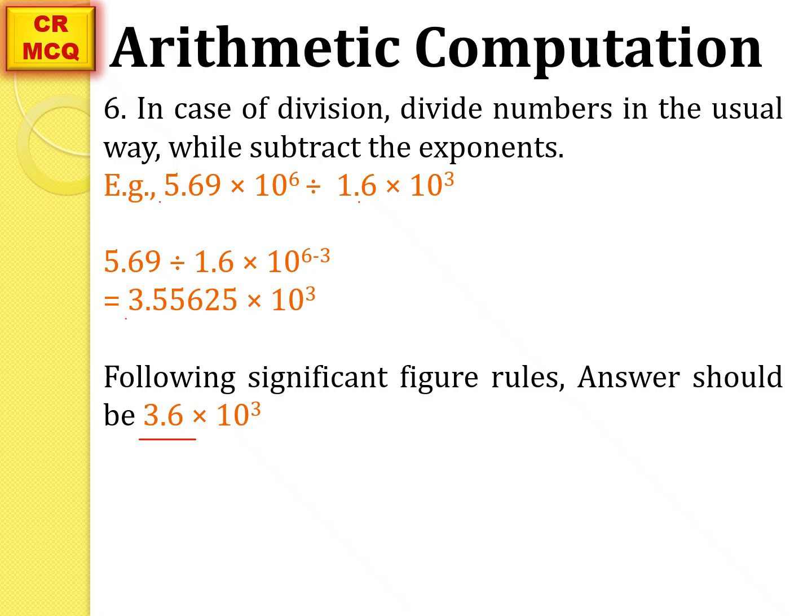You have to drop this extension. In this extension, the first digit that you have to drop is 5. If the first digit that you have to drop is equal to 5, you have to focus on the last retaining digit. If it is odd, you have to give an increment of 1. So in order to write your answer, you will give an increment of 1. 5 would become 6, and now your answer would become 3.6 into 10 raised to power 3.